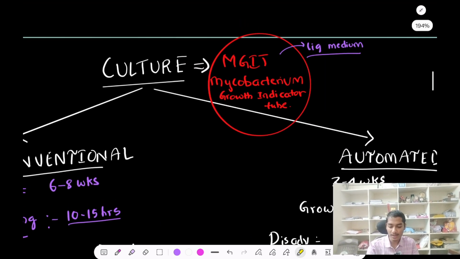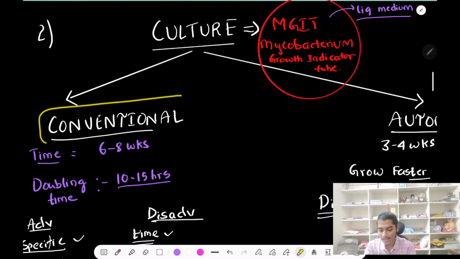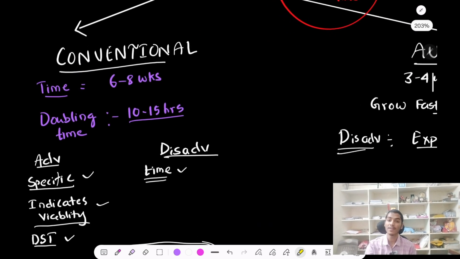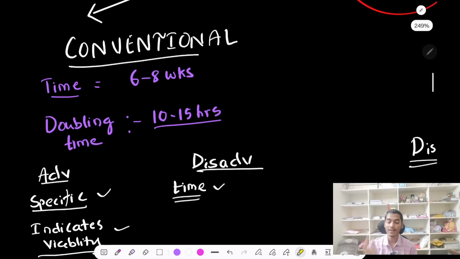Now we have culture. We have this liquid medium, that is MGIT, which is definitely a viva question in the microbiology practical. What is the liquid medium for Mycobacterium tuberculosis? You have to answer it, that is Mycobacterium Growth Indicator Tube. That's very important. We have conventional culture methods as well as automated culture methods. First we will discuss the conventional culture methods.